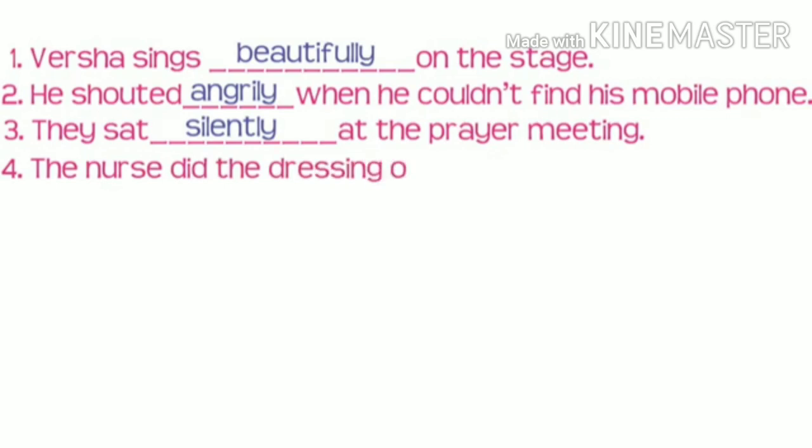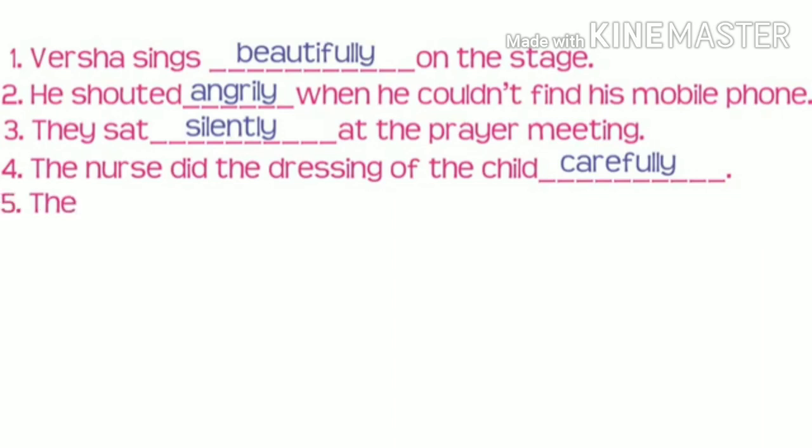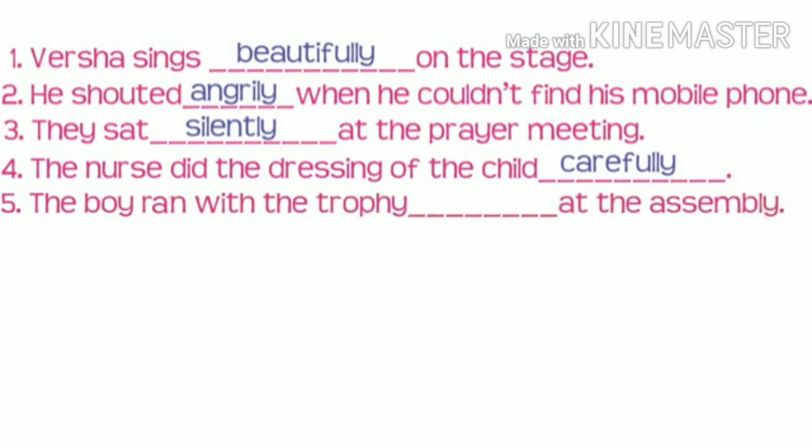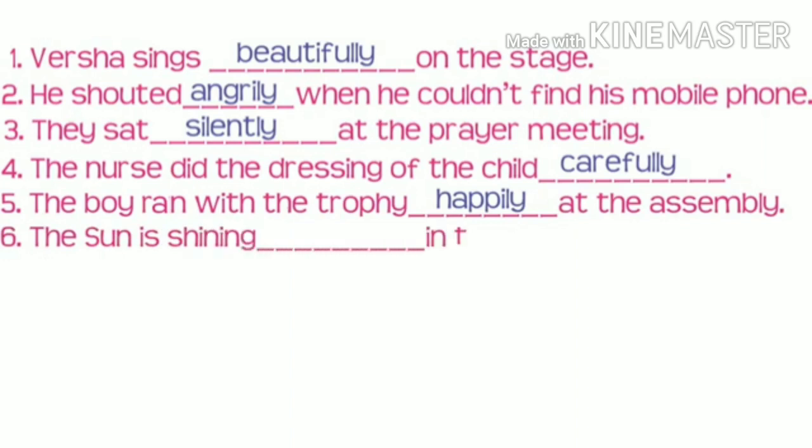The nurse did the dressing of the child dash. What should we write here, dear kids? Yes, carefully. The nurse did the dressing of the child carefully. The boy ran with the trophy dash at the assembly. The boy ran with the trophy happily. The sun is shining dash in the sky. Now, what should we write here? Come on, guess. Yes, brightly. The sun is shining brightly in the sky.